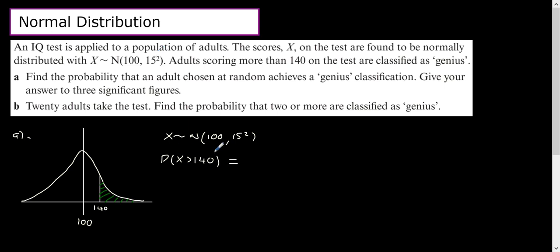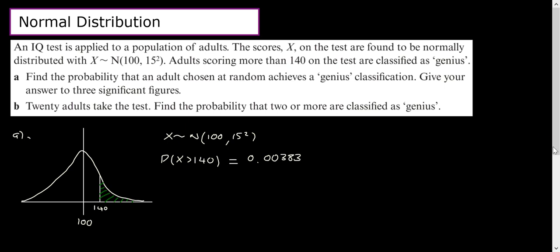So the probability of this happening is 0.0038 to 4 decimal places. So a very small probability you have of scoring 140 or more in this test. Oh, we've been asked to do it to 3 significant figures. So 0.00383, there we go. 3 significant figures on the end. That's me falling into the trap of always doing 4 decimal places, but 3 significant figures is what we were asked for.